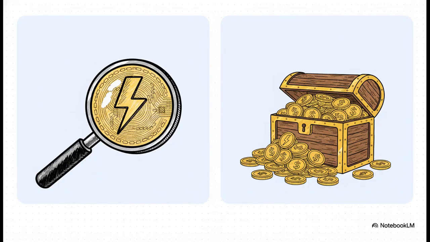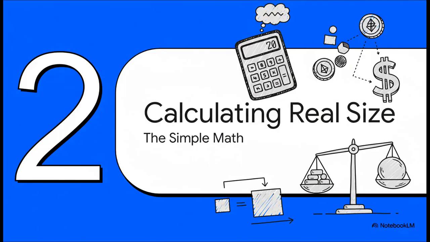And here's the bottom line. Price just gives you a tiny snapshot, what one single unit is worth. But market cap, that gives you the big picture, the value of the entire network. And that difference, that's everything. You know what the best part is? You don't need to be a math genius to figure this out. The formula to find a project's real size is actually super simple.